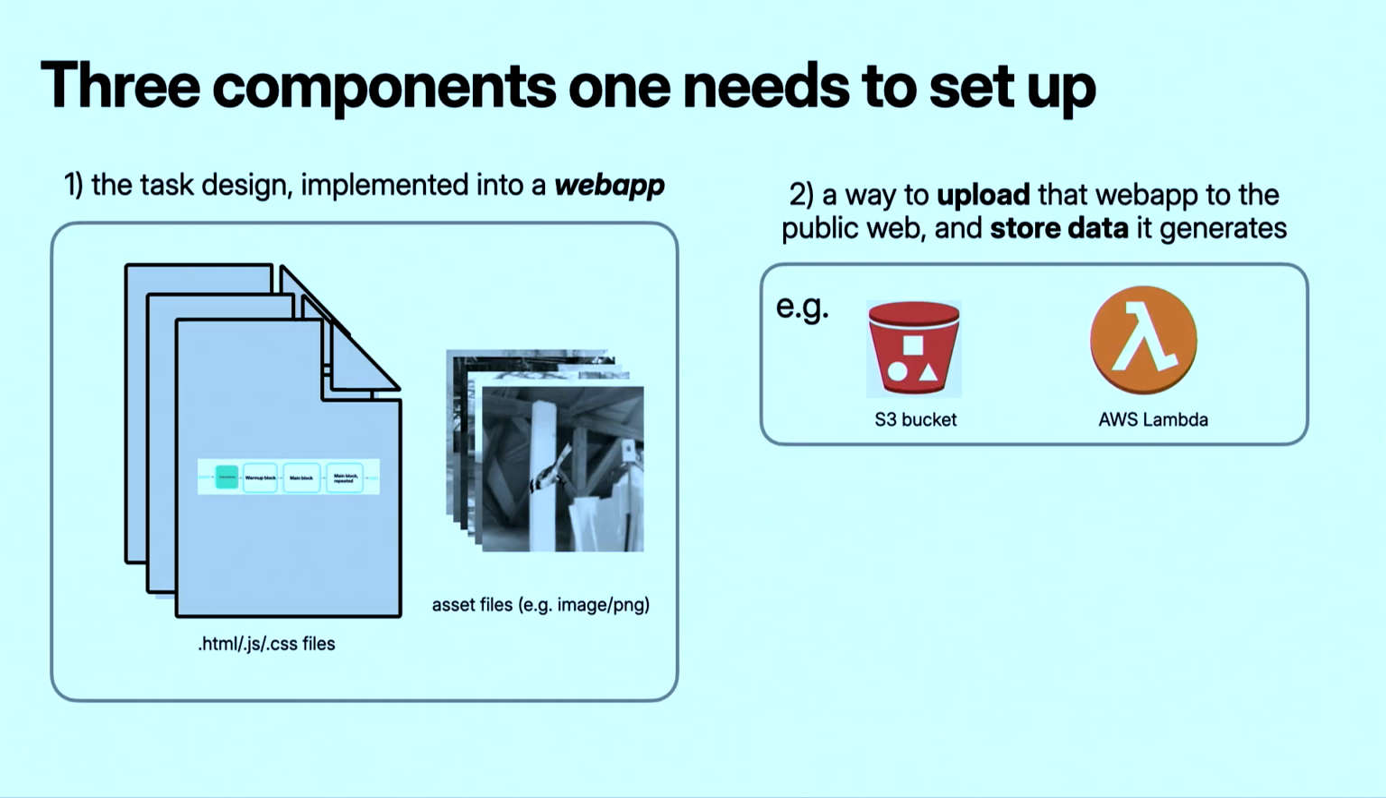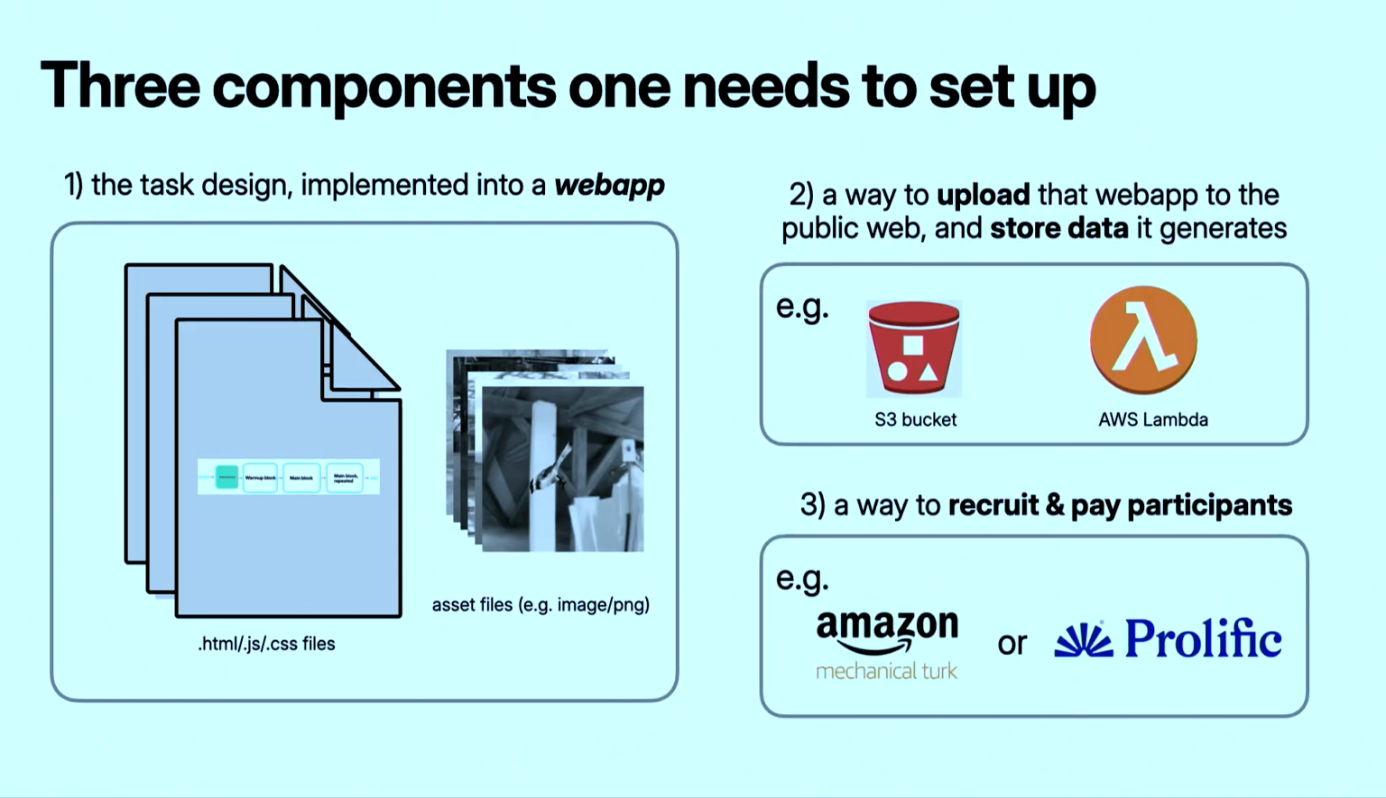Secondly, you need a way to share that web app with people by uploading it to the public web, and a way to store the data that web app generates. Here I'm suggesting S3 and AWS Lambda as one possible solution. And then lastly, you need a way to recruit and actually pay participants by directing them to this web app.